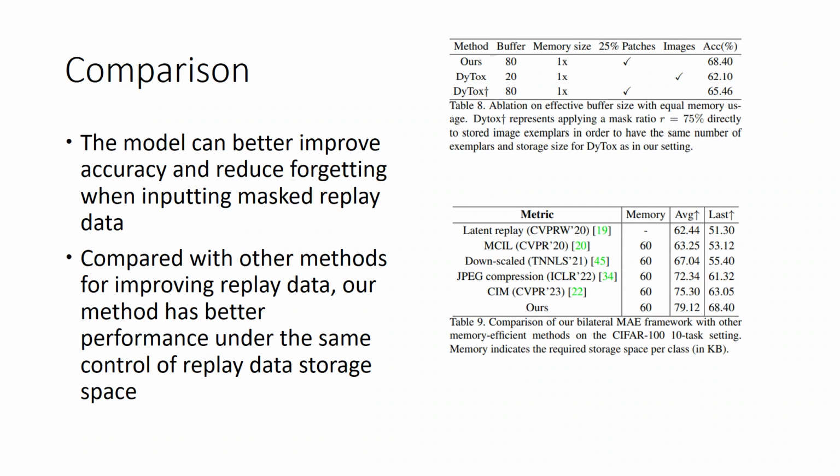In these tables, the methods from top to bottom use generative adversarial networks, learnable parameters, spatial downsampling of images, JPEG compression, and foreground separation to improve the replay data. And our method performs best in this aspect.